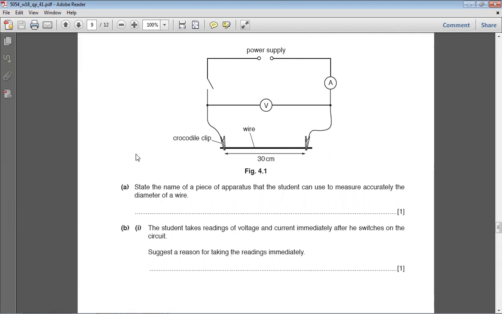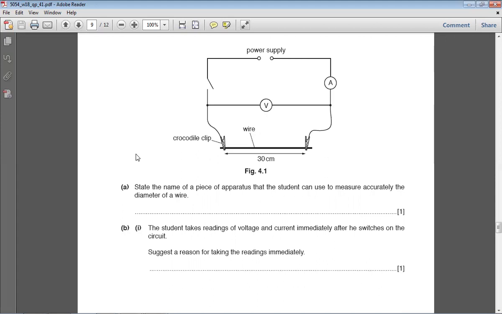State the name of the piece of apparatus that the student can use to measure accurately the diameter of a wire. If you want to measure accurately the diameter of the wire, we use a micrometer. The student takes readings of voltage and current immediately after he switches on the circuit. Suggest a reason for taking the readings immediately. You see, when current starts flowing through the wire, due to the resistance of the wire, heat is produced when the current flows through the wire.